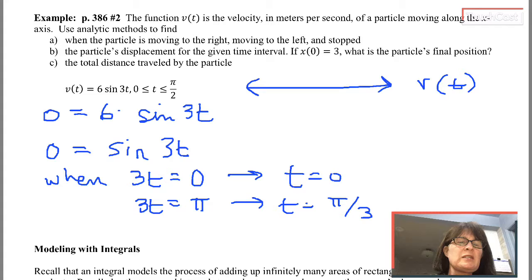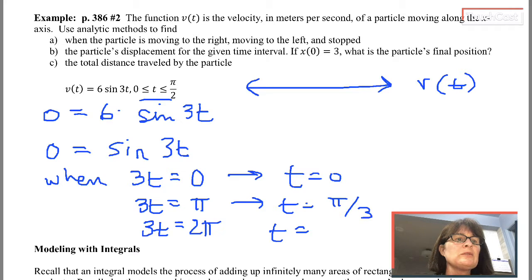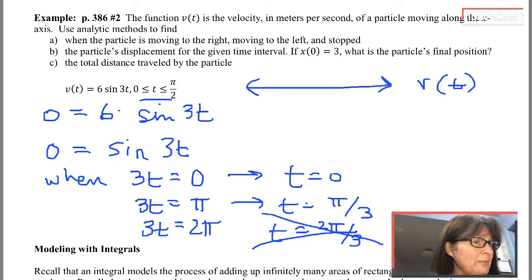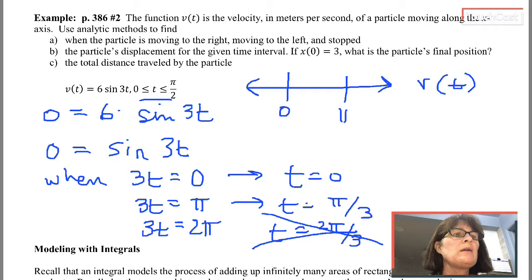Now notice I'm only supposed to consider time values that are between 0 and pi over 2. So I'm going to try the next one. I'm not sure it's still going to fit. I could have 3t equal 2 pi, which would give me t equals 2 pi over 3, but that's outside of that range, so I'm not going to count that one. So the times at which velocity is 0 are time 0 and time pi over 3. All right. I'm going to put my endpoint in there too, pi over 2.